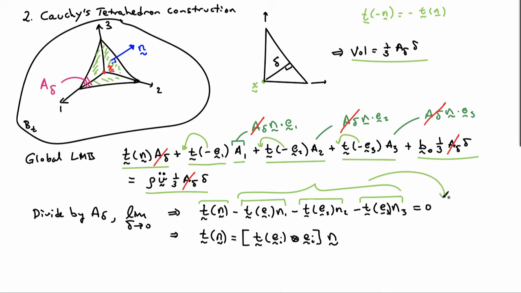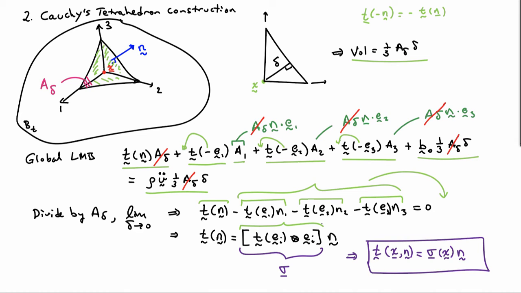So you can see now that the traction is actually a linear function of n, and that operation here that is mapping n to the traction is just simply a tensor. So I'm going to call that tensor sigma. And so I arrive now at the first part of Cauchy's theorem, which says that the traction T at a point x, whose orientation is n, is equal to sigma at that point times that vector n.